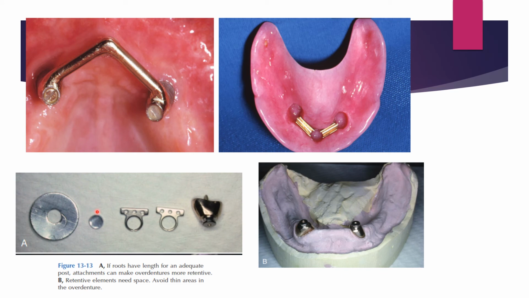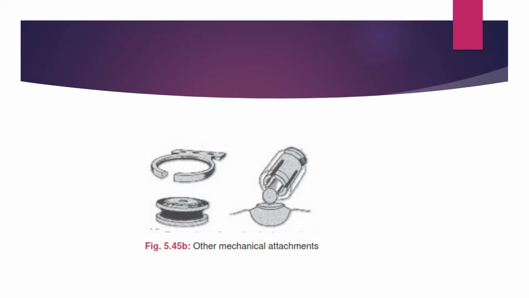And these are the various mechanical attachments. So this is the bar attachment and this is the stud attachment. If roots have length for an adequate post, then attachments can make our dentures more retentive. And here retentive elements need space. Avoid thin areas in our denture. These are other mechanical attachments.